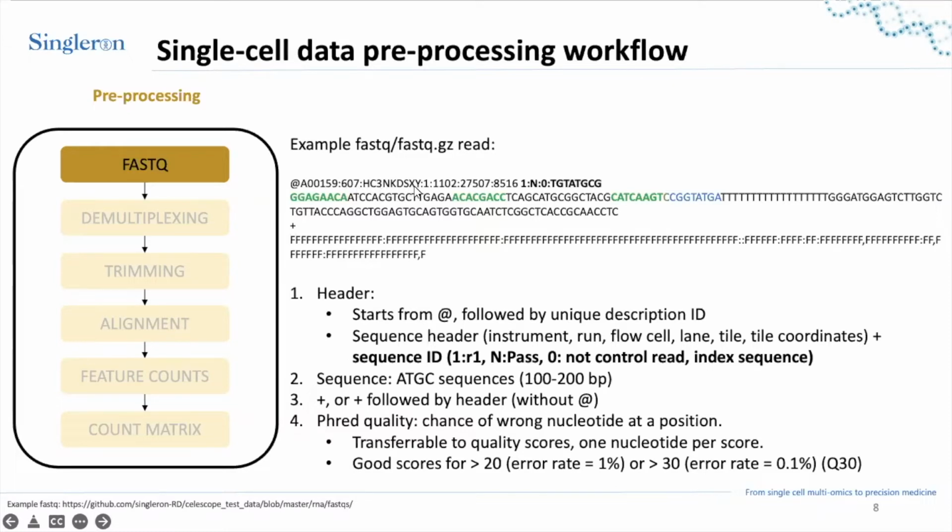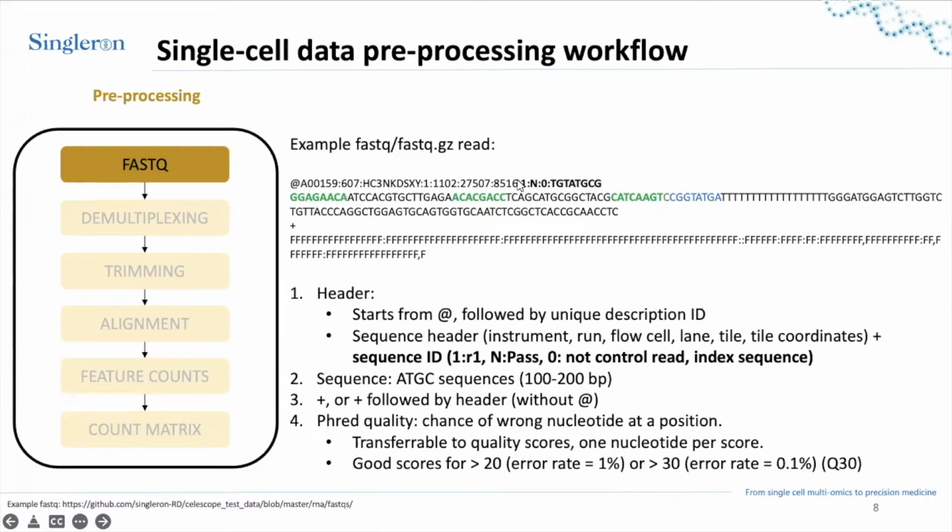The flow cell ID from the instrument company Illumina is these characters. And then followed by the lane number, the tiles, as well as the tile coordinates, so the X coordinates and the Y coordinates. So the first part, the description ID, actually already uniquely identifies this read, that this read is unique to itself, and then it is followed by the sequencing ID.